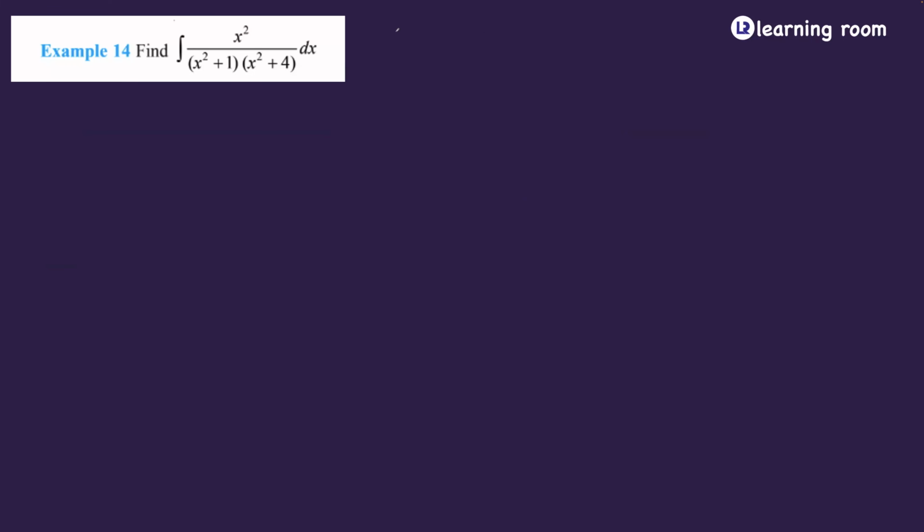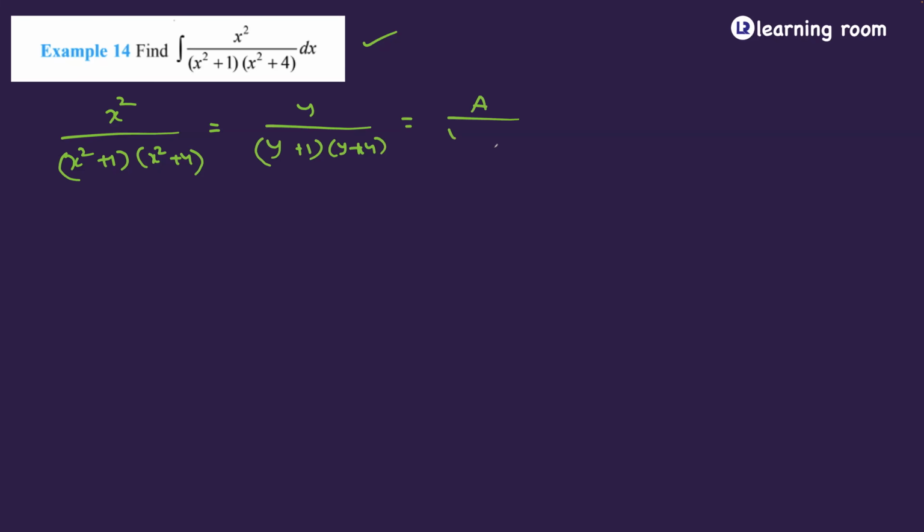So going from the beginning, when we take this x square divided by x square plus 1 into x square plus 4, can I write this as y divided by y plus 1 into y plus 4? So I'm not concerned about the integral. I'm only concerned about the function that is present inside it. Right? So what I will write this as is some a divided by y plus 1 plus b divided by y plus 4. What I'm doing is I'm splitting it into partial fractions. Right? So after I do this, how do I find the value of a and b?